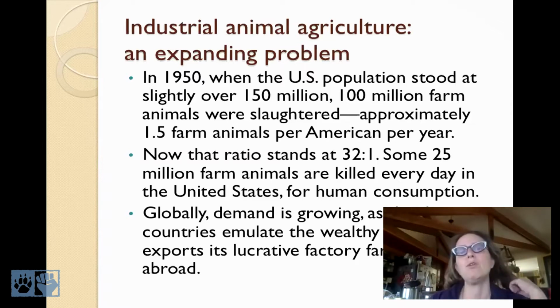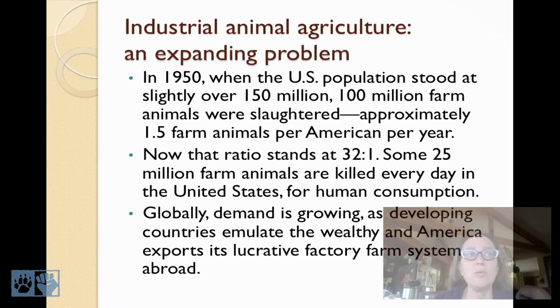And we have about 25 million farm animals killed every single day in the United States for human consumption. So you can see this astounding growth since the middle of the last century. And also globally, as I'm sure you all know, demand is growing exponentially, especially in developing countries, but all over really. And this is a facet of two interconnected trends.